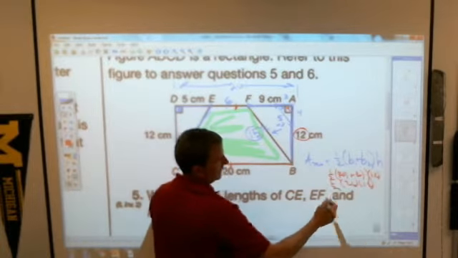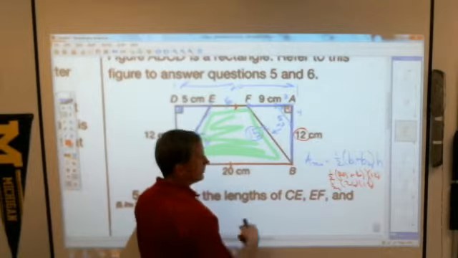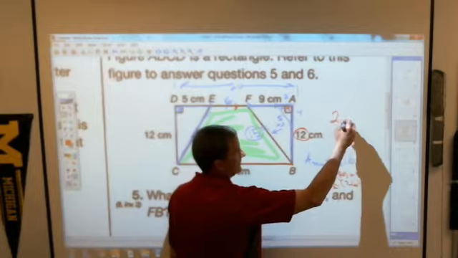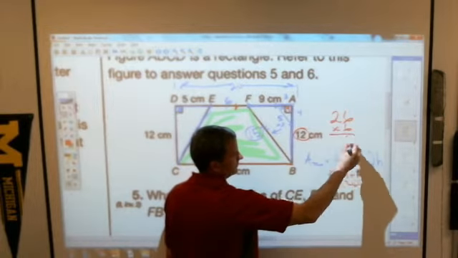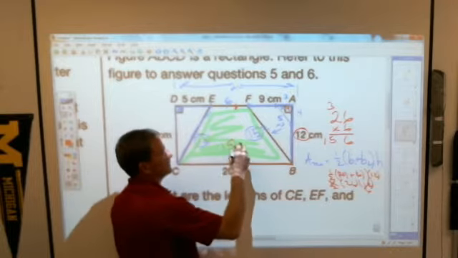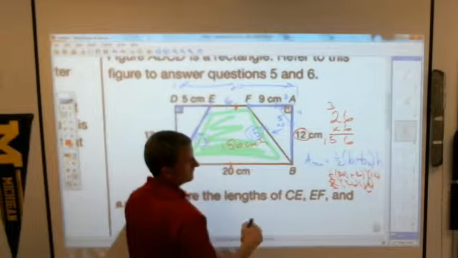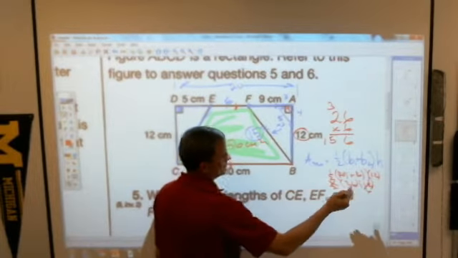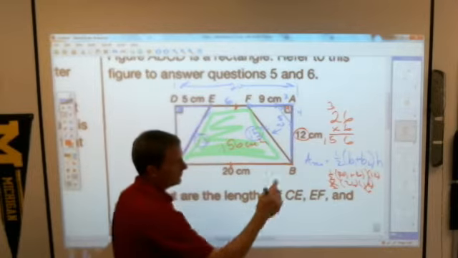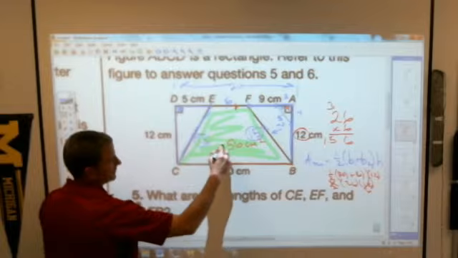Still have that half. You can half this any way you want. You want to do half of 26, half of 12. Let's do half of 12. Half of 12 is 6. 26 times 6 is 156 centimeters squared. Got that? Could have multiplied 26 times 12 and then cut that in half. Could have cut 26 in half and got 13 and multiplied that by 12. You'll still get 156.